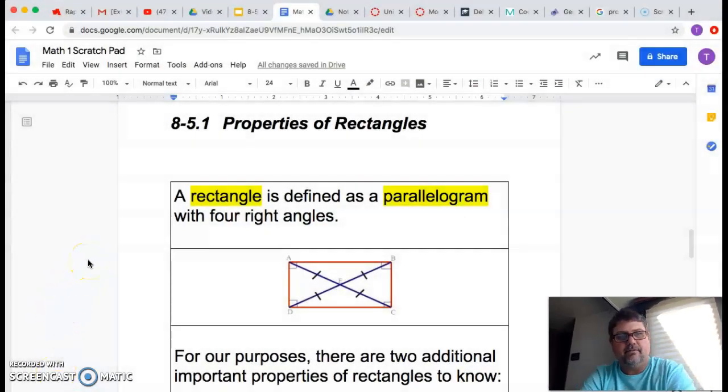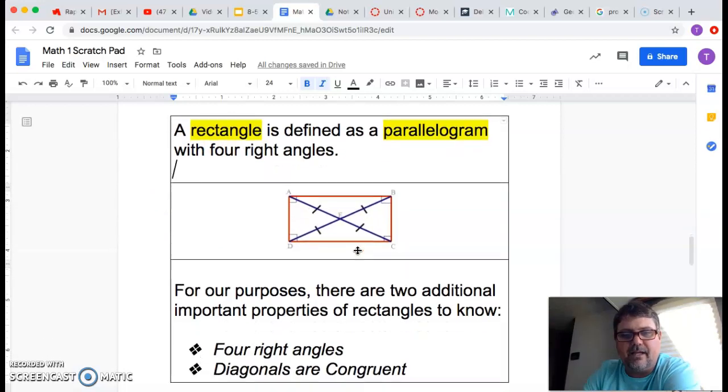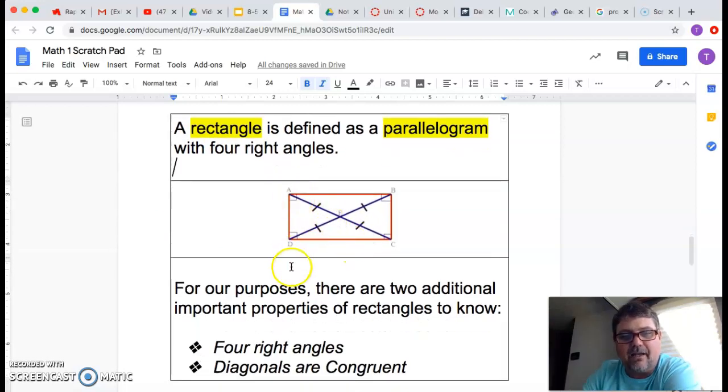Again, this is 85.2. Actually I need to fix that. 85.2 is the properties of rectangles, or just rectangles. So what's the deal with a rectangle? Everybody knows about rectangles. Rectangles are everywhere you look, pretty much. A rectangle is a parallelogram, right? But what really nails it down is it has right angles. And I think everybody knows what a right angle is. A right angle is 90 degrees.